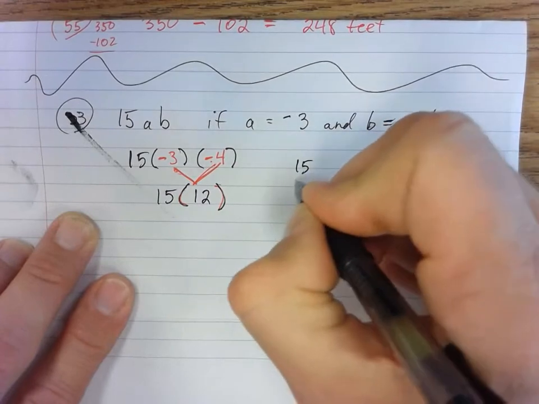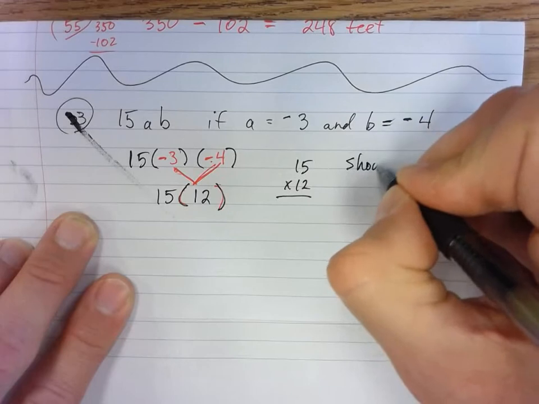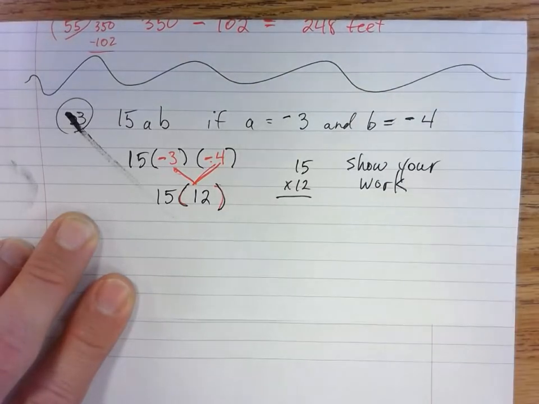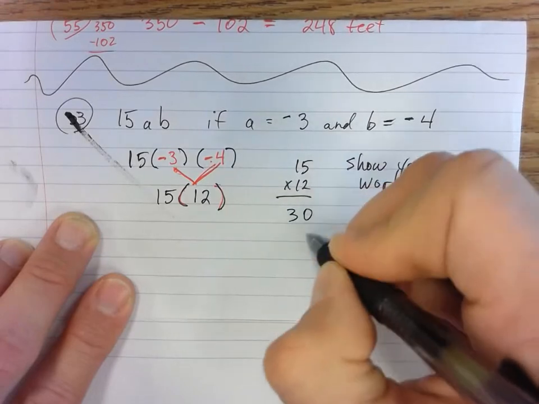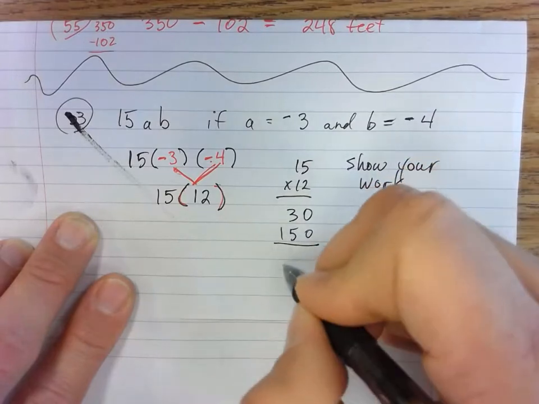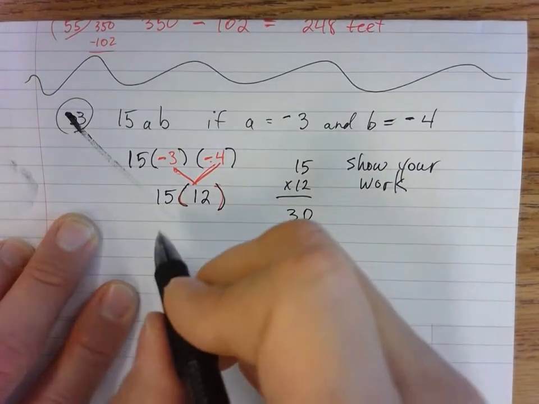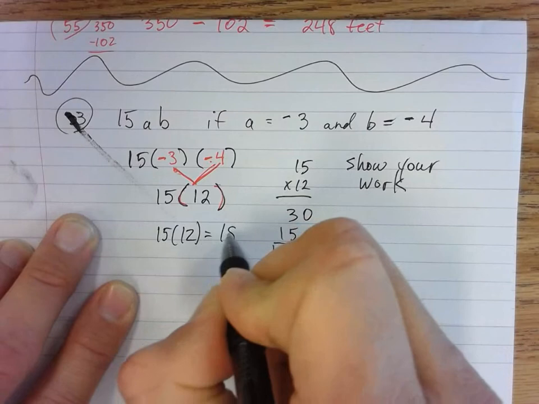If you don't know what 15 times 12 is, this is called showing your work. Don't ask Siri. Don't ask your mama. Don't ask your brother or sister. Show your work right here. So 2 times 15 is 30. And then that would be 150. Altogether, that would be 180. So 15 times 12 is 180.